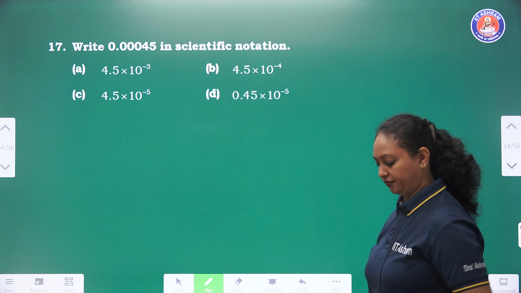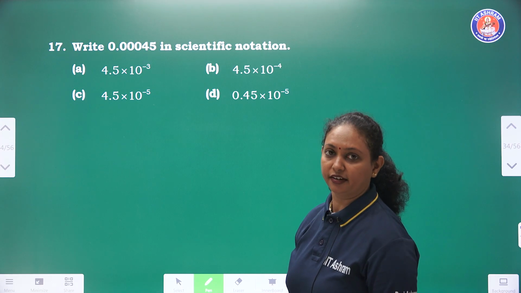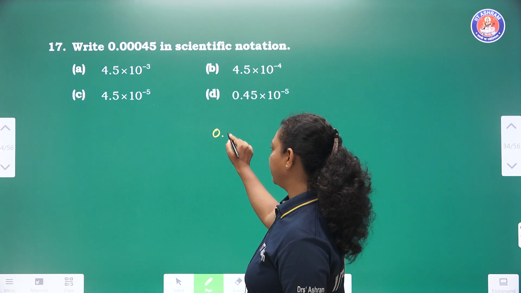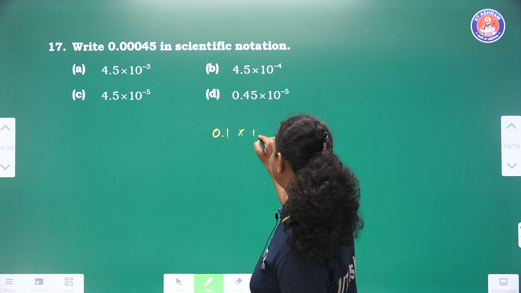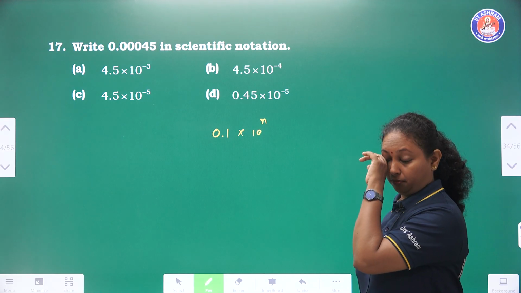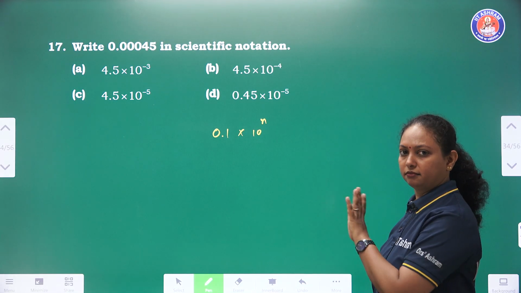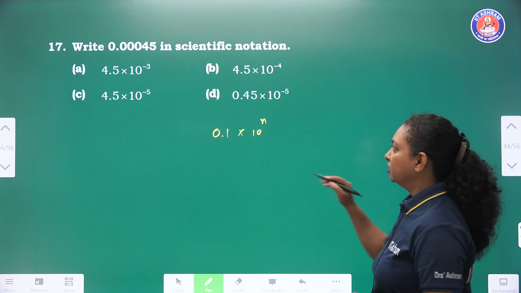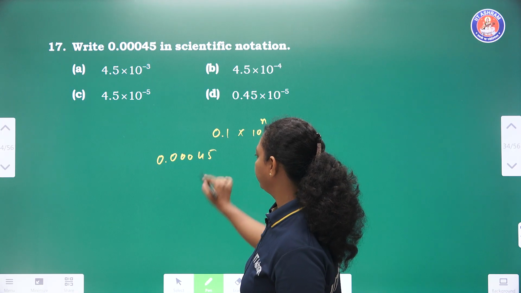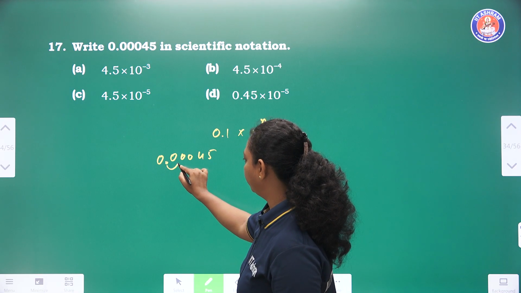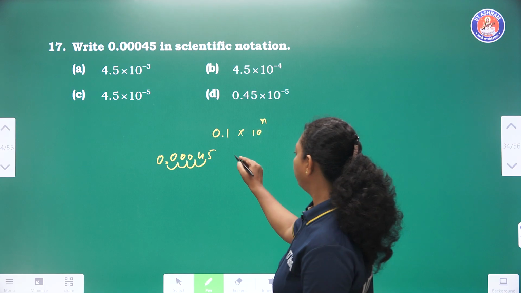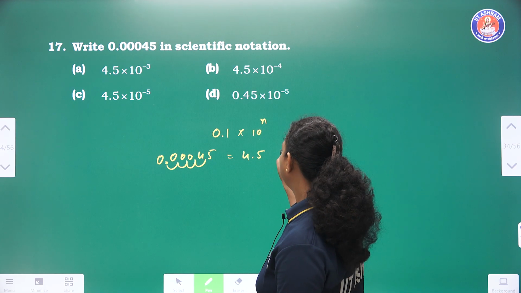Write this number in scientific notation. As we know, any number can be written in scientific notation in this form: there should be one digit before the point, multiplied by 10 to the power something. The point comes after the first digit, and after that whatever number there is goes with the power. Here it is given 0.00045. So we shift this decimal point 1, 2, 3 and 4 places to the right. Then it becomes 4.5.